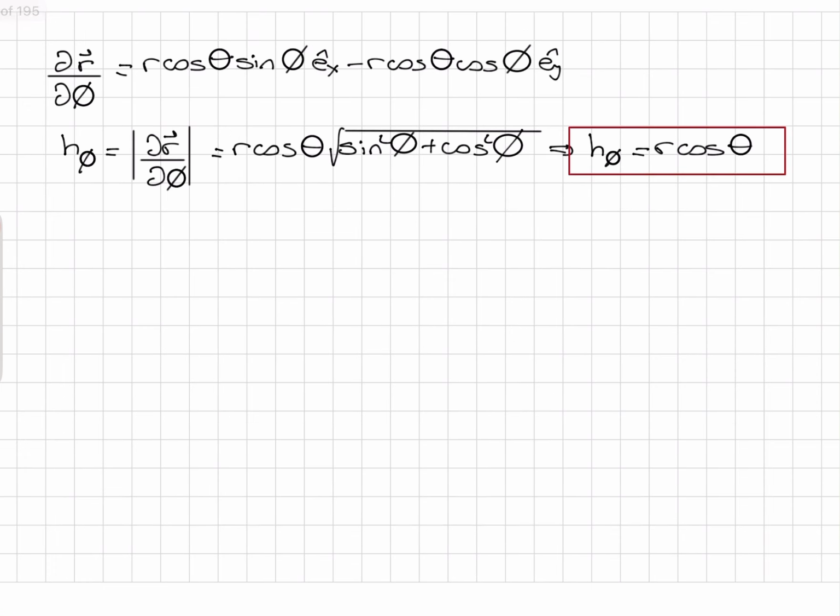And for phi, I have r cosine theta as the common term. Square root of sine squared plus cosine squared is 1. So this gives me, once again, r cosine theta for my scale factor.